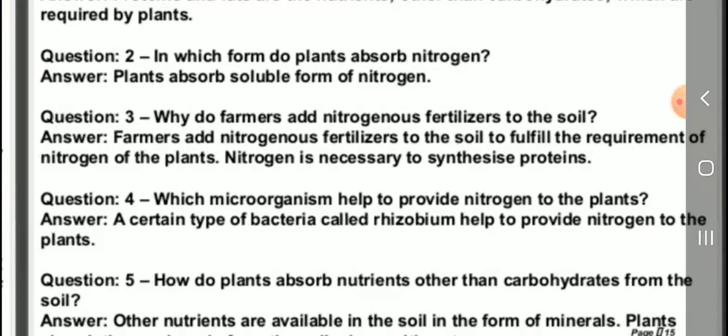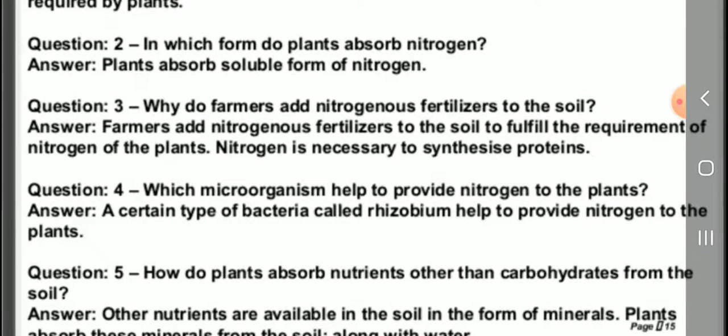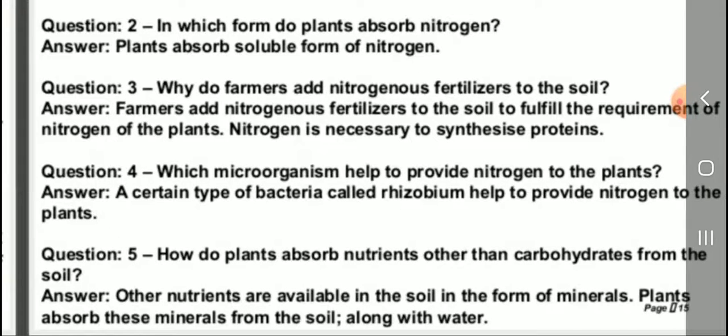Why do farmers add nitrogenous fertilizers to the soil? Farmers add nitrogenous fertilizers to the soil to fulfill the requirement of nitrogen of the plants. Nitrogen is necessary for the synthesis of proteins. Which microorganisms help to provide nitrogen to the plants? A certain type of bacteria called rhizobium helps to provide nitrogen to the plants.